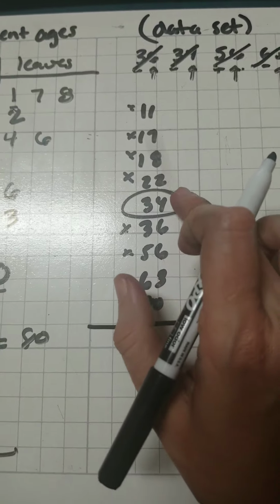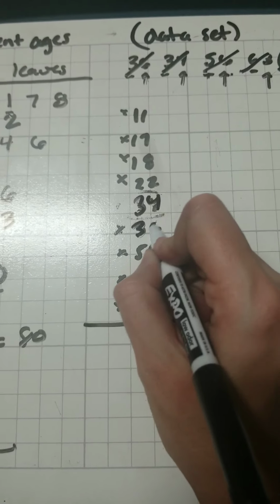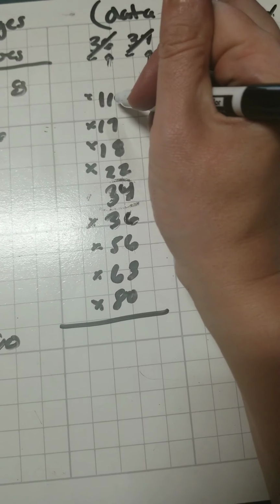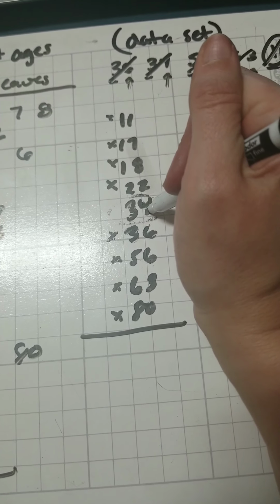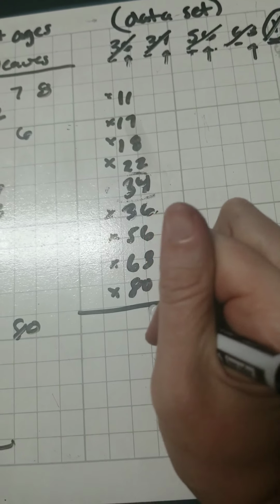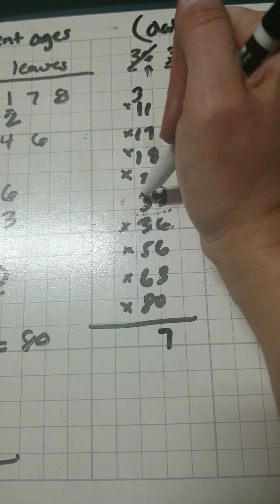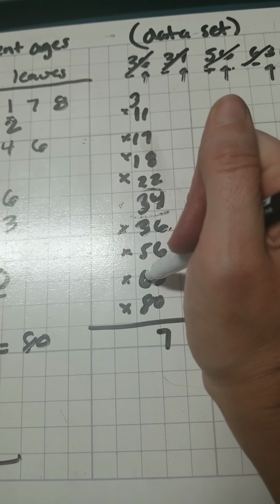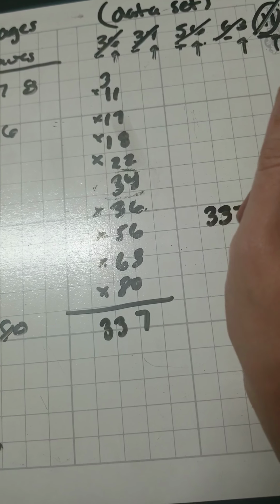So I'm going to add all of these numbers together, and then I'm going to divide by 9, because remember that there are 9 leaves or 9 numbers in the data set. So we have 8, 16, 18, 22, 28, 34, 37. So I'm going to put a 7, carry a 3. 3, 4, 5, 6, 7, 8, 9, 10, 11, 12, 13, 14, 19, 25, 33. So I'm going to do 337, and I'm going to divide that by 9.